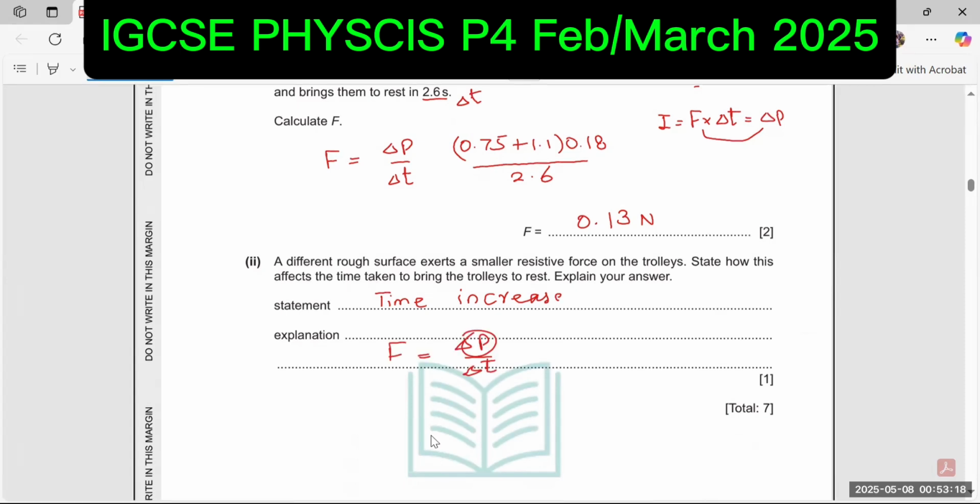Why? If we take momentum as a constant, then force is inversely proportional to the time. So when the force is decreased, the time is increased. So this is a statement.